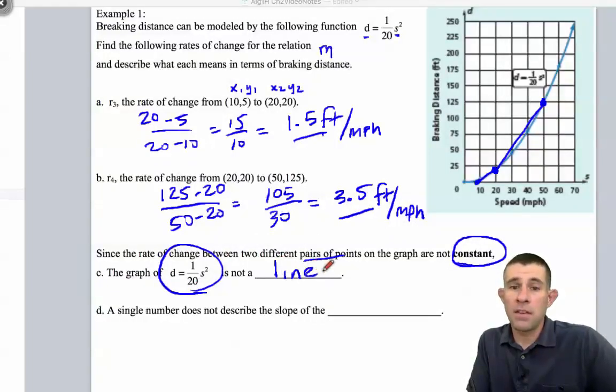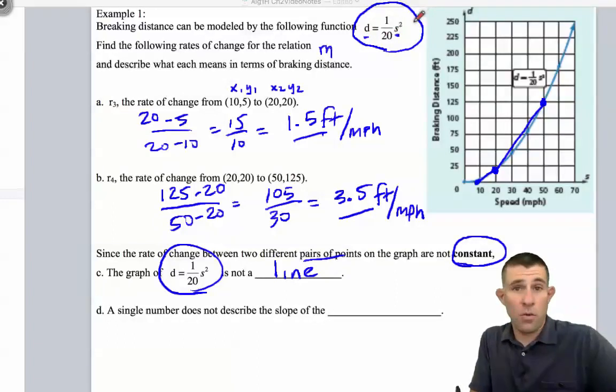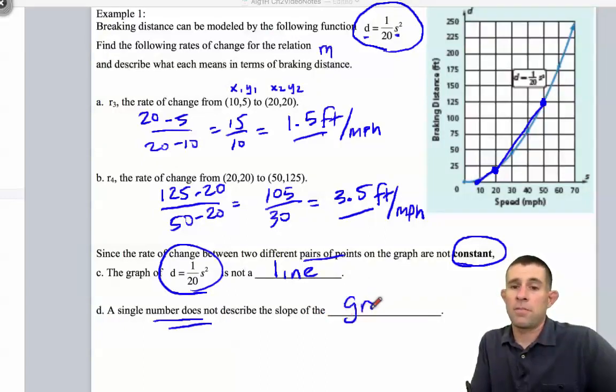It's not linear. Therefore, it can't be modeled by y equals k times x. We see here, actually, it's modeled by y equals k times x squared, or in this case, d equals 1 over 20 times s squared. So therefore, a single number does not describe the slope of this graph.